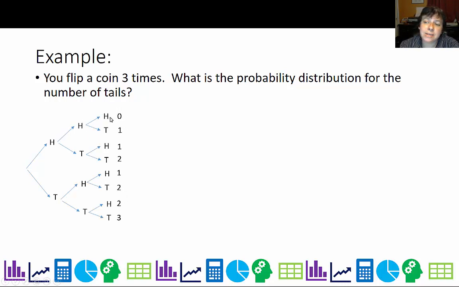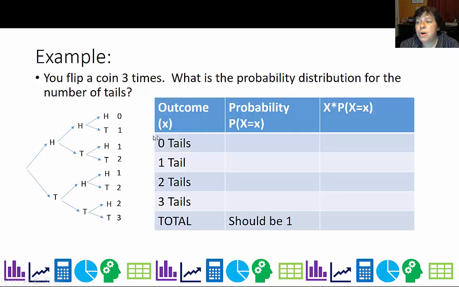So if I go heads, heads, heads, 0 tails. Heads, heads, tails is 1 tail. Heads, tails, heads, that's 1 tail. Heads, tails, tails, that's 2 tails. So here are all of my outcomes: 0, 1, 2. The maximum number of tails is 3. Now the probabilities, luckily for each one of these branches, I don't really have to draw the probabilities because they're equally likely. So I just have to count the total outcomes, of which there are 8.